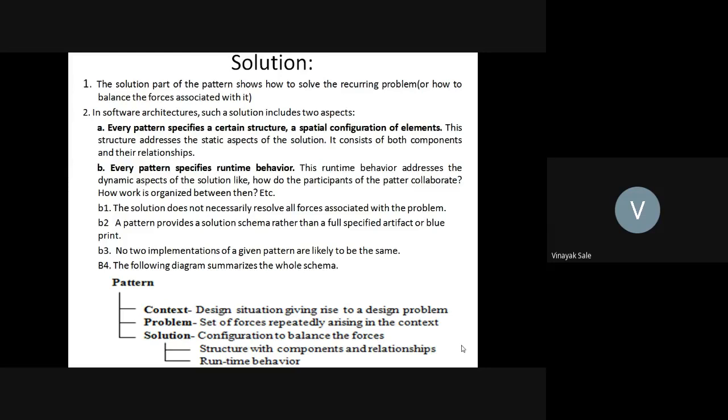So the following diagram summarizes the whole schema of the pattern. It has three parts: context, problem, solution. What is the context? Context is a design situation giving rise to a design problem. What is a problem? Regarding design, the set of all forces repeatedly arising in the context. And what is the solution regarding that problem? A configuration that balances the forces, a structure with components and relationships, and runtime behavior. This is the whole structure for the pattern.